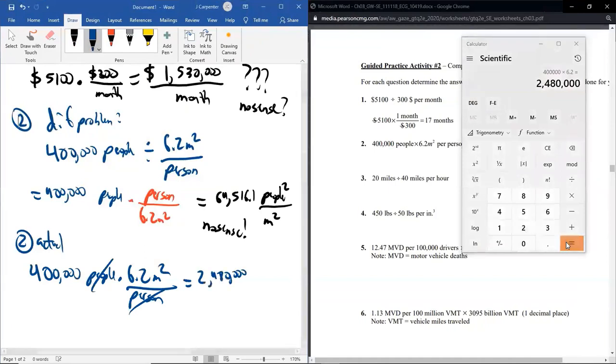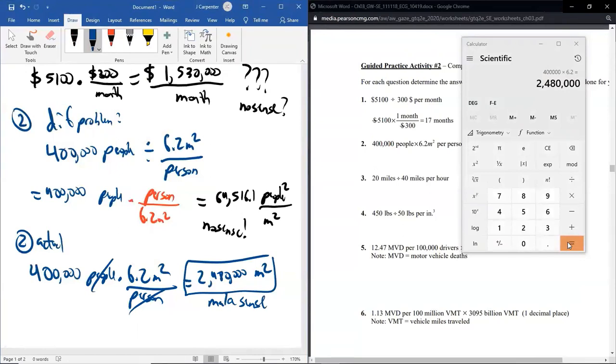And that's just meters squared. So that is the answer. And this does make sense for several reasons. Again, the context problem here is you've got 400,000 people, and these people are used to having, or have on average, 6.2 meters squared per person.